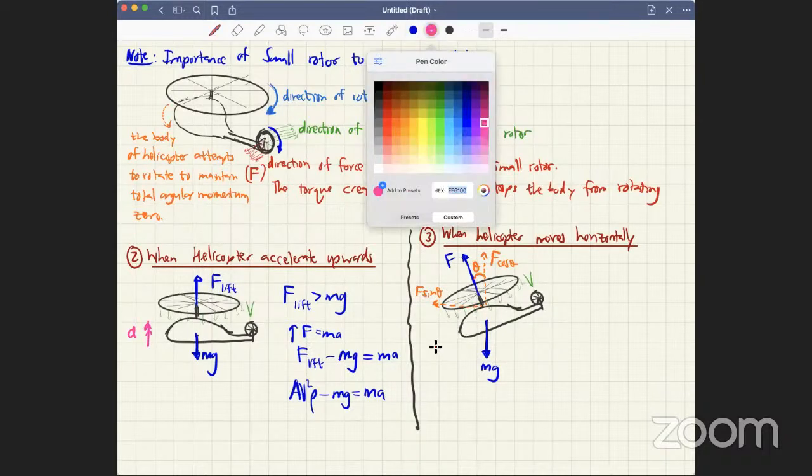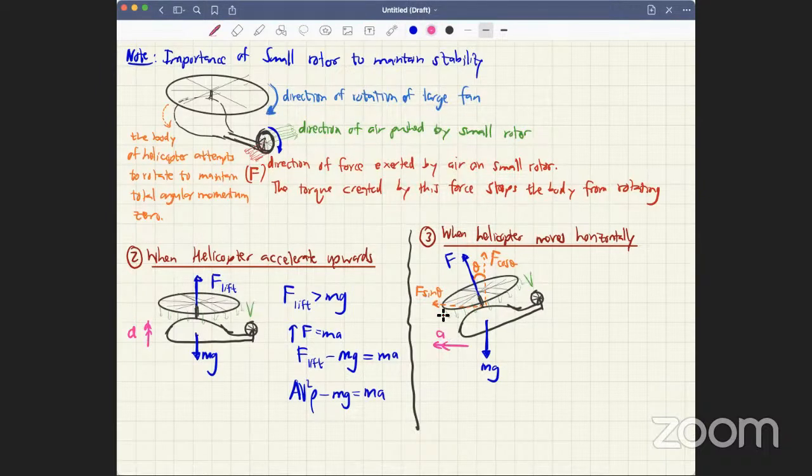This time I should mark the acceleration there in this direction. Our helicopter is accelerating this way. Please, next time when you watch the movie, check it this way. Okay, good. So I'll just add a small note. For the helicopter to move forward, the large rotor must be tilted in order to create a horizontal component of force.